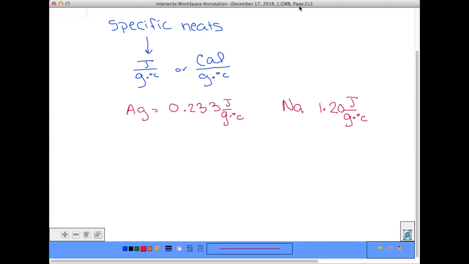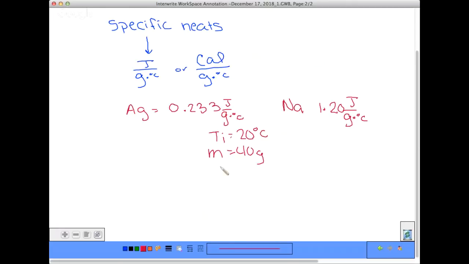And so if we have these two values, and let's say we had a problem that says 40 grams of each metal were originally at 20 degrees Celsius and were placed on a stove for the same amount of time. So they both start at 20 degrees Celsius. So Ti equals 20 degrees. They both have a mass of 40 grams, and they were both placed on a stove for 20 minutes. What that means is that they both absorb the same amount of heat. And so it says which one will have a higher temperature when they're taken out.